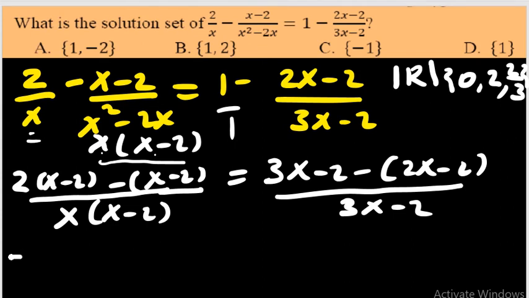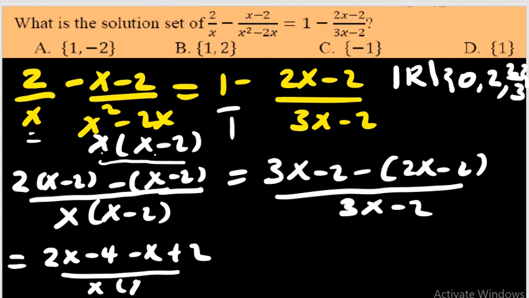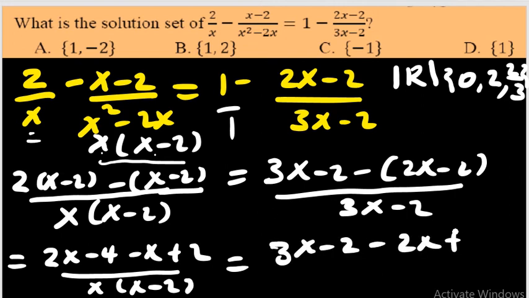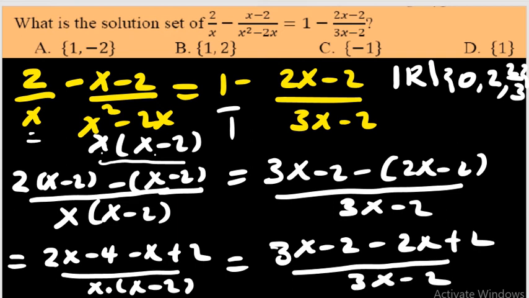So when you do it, it's going to be 2x minus 4 minus x plus 2, because the negative will be distributed, the whole over x into x minus 2, is equal to the other side, also 3x minus 2 minus 2x plus 2, the whole over 3x minus 2. So what's going to be here? 2x minus x will be x, and minus 2 remains.